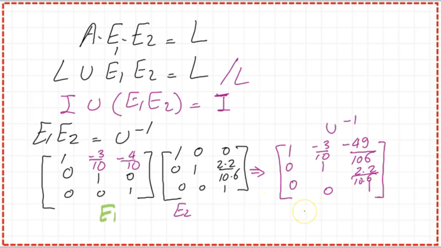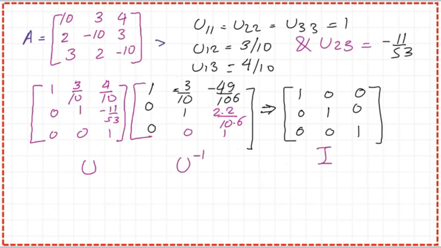I will pause for a while so that you can, if you want, check these values. We'll move to the last slide. This is matrix U by the inverse of matrix U. We will find out that this will give us the identity matrix I.